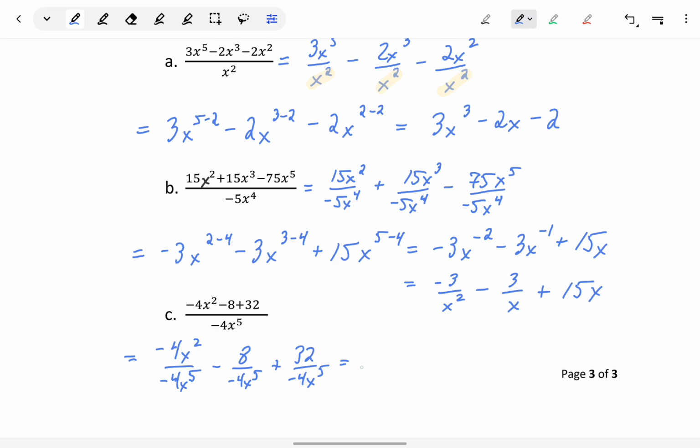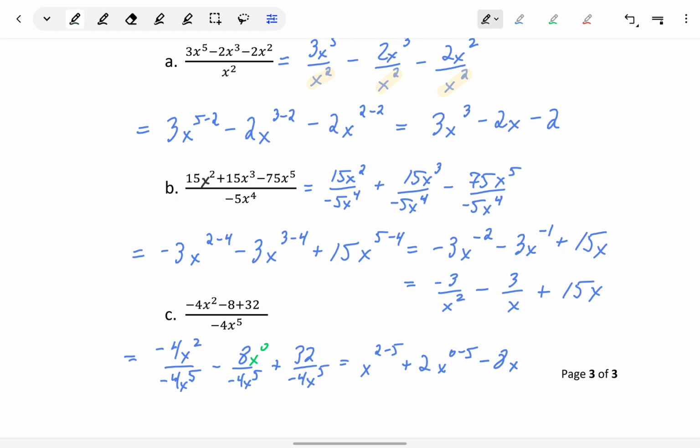Negative 4 over 4 will reduce to 1, so we'll have x to the 2 minus 5. Let's see, negative 8 over negative 4 would be plus 2 x to the 0 minus 5, since there is no x in that numerator. We can think of that as an x to the 0 in that numerator. Then 32 over negative 4 will reduce to negative 8 x.